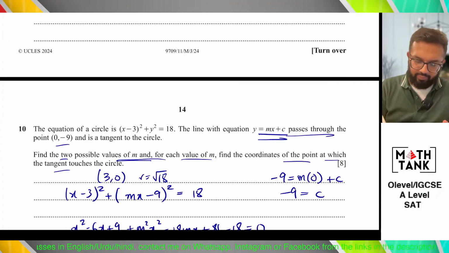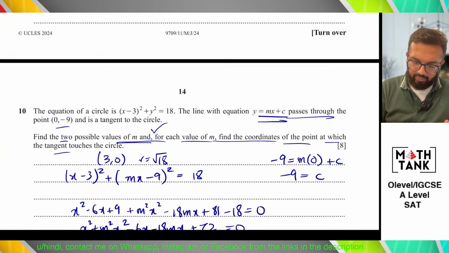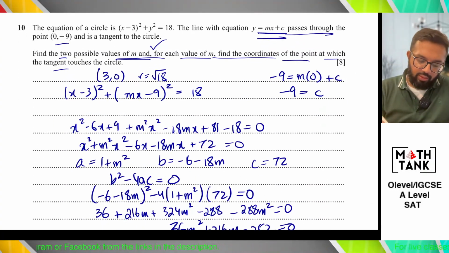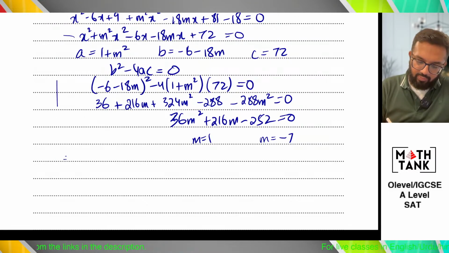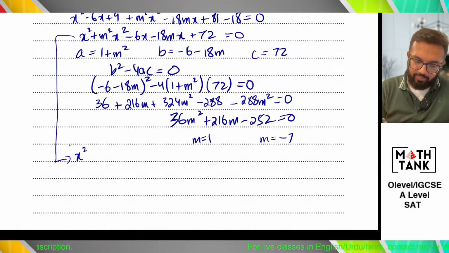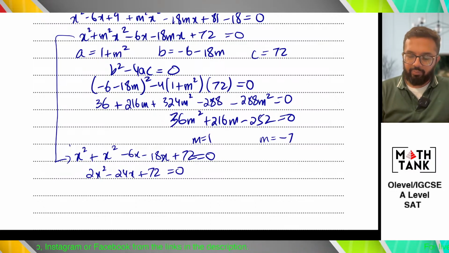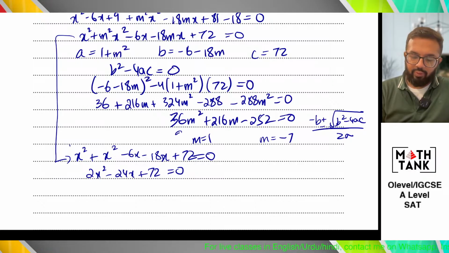Question doesn't end there. It says find the two possible values, and for each value find the coordinates of the point at which the tangent touches the circle. So I also need to find the intersection point. To be honest, I can just use this equation for the intersection points. I'm using m as 1, so x squared plus x squared minus 6x minus 18 plus 72 equals 0. So 2x squared minus 24x plus 72 equals 0. Okay, I haven't written minus b plus minus root of b squared minus 4ac over 2a here, but that's what you have to do after you write down a, b, c.